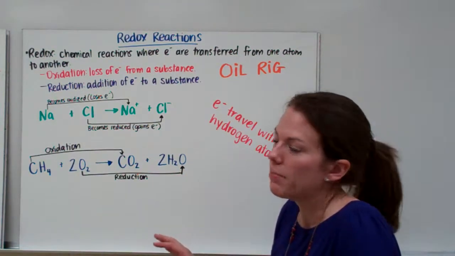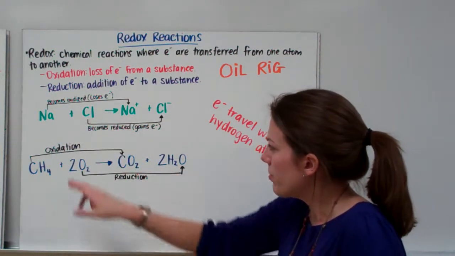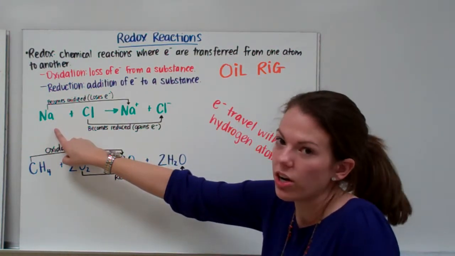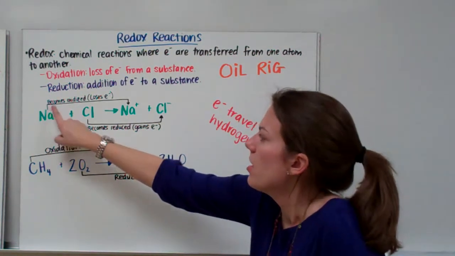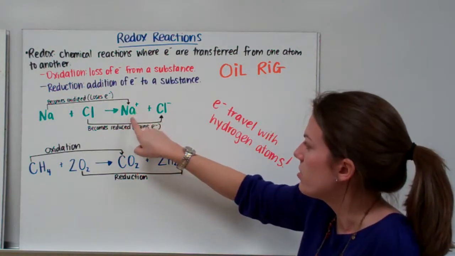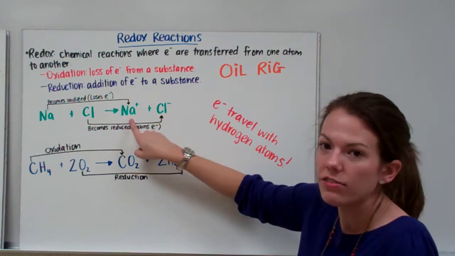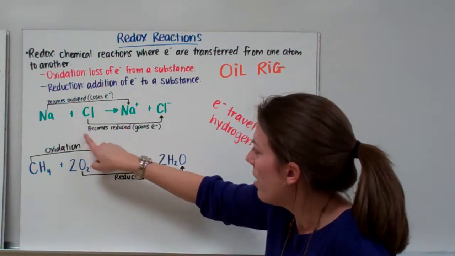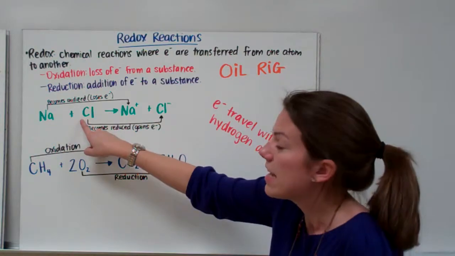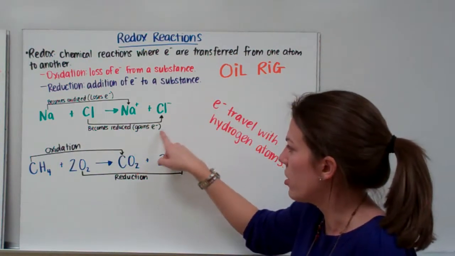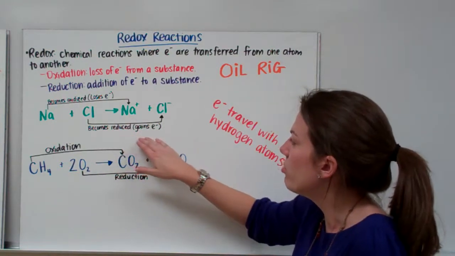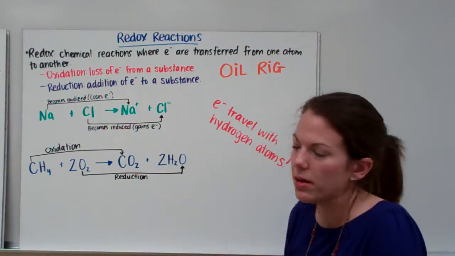So let's look at an example. We have sodium and chloride. When we react sodium and chloride, the sodium loses an electron, so it's becoming oxidized. Since it's losing negative charge, it becomes positively charged. Then our chloride is going to gain that electron, so it becomes negatively charged. Since it's gaining an electron, remember our OIL RIG, it becomes reduced. Its charge is reduced, it becomes negative.